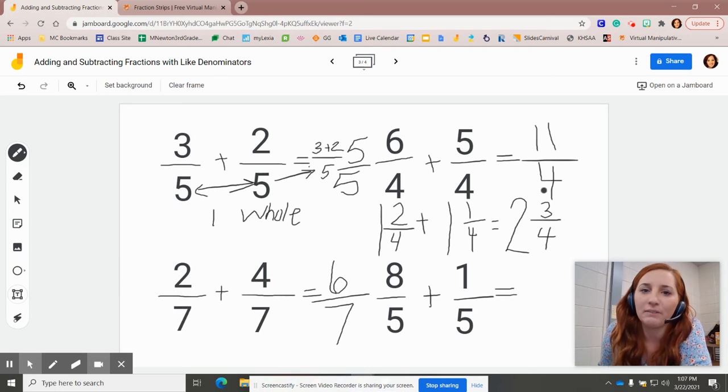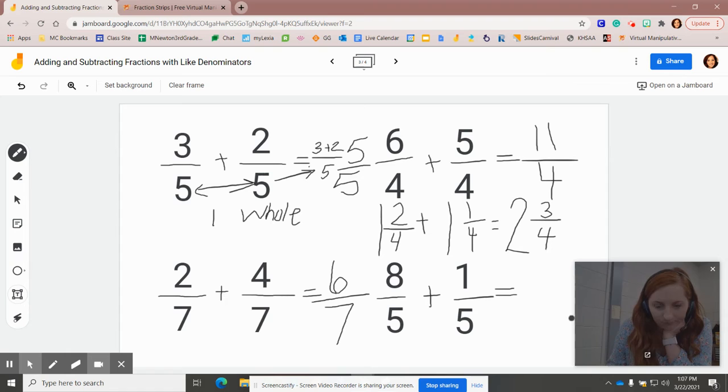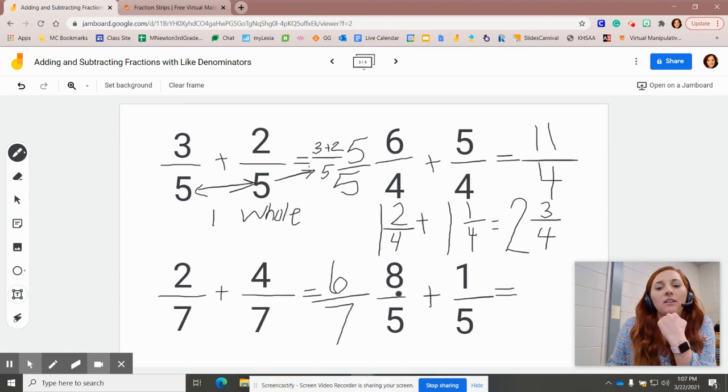Let's check and see if 11/4 is 2 and 3/4. 4 goes into 11 2 times, because 4 times 2 is 8. 11 minus 8 is 3, so it's 2 and 3/4. 11/4 and 2 and 3/4 are the same thing. Okay, so now let's look at this one.